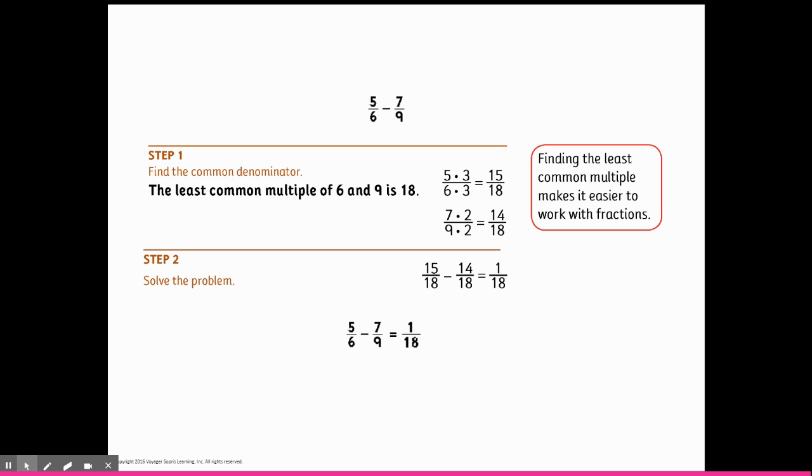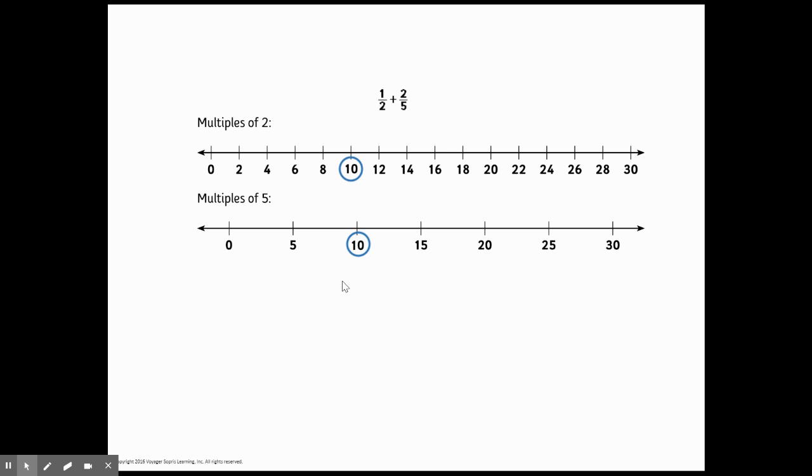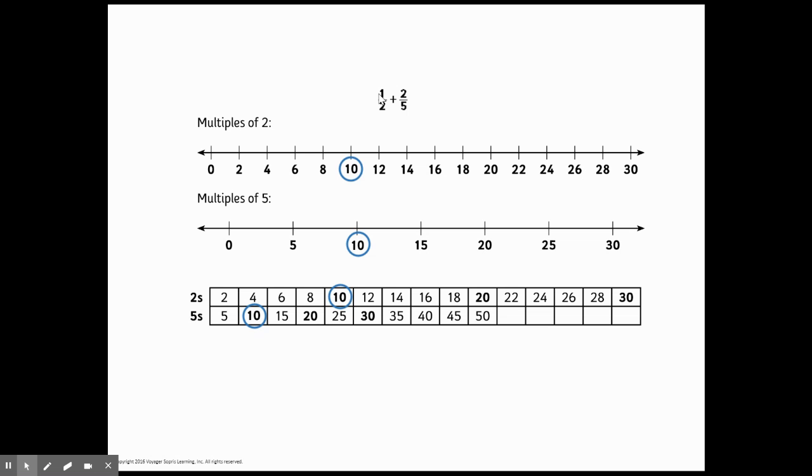Now let's use the least common multiple to solve an addition problem. We're going to be adding 1/2 and 2/5. Remember, we can use number lines to find the least common multiple, or we can use a table. It's up to you, whatever works best for you. Remember, we're looking for the smallest number that these two have in common. Both methods in this example show that the least common multiple of 2 and 5 is 10.